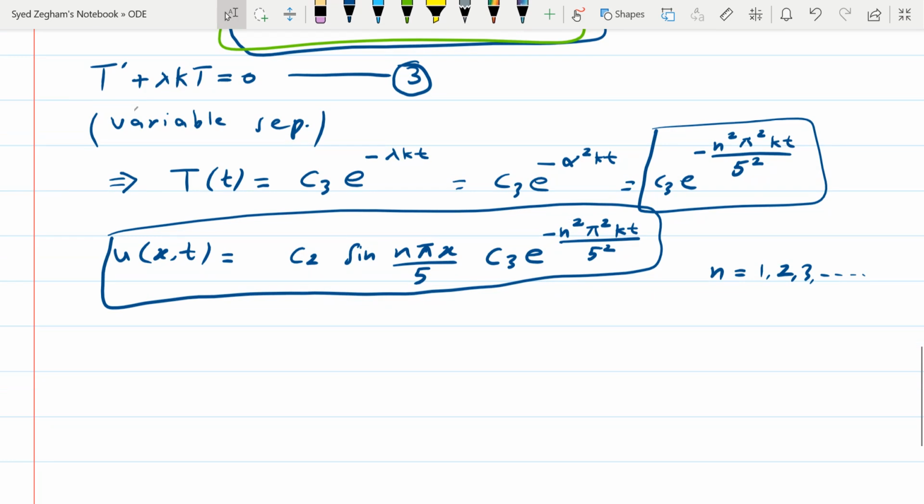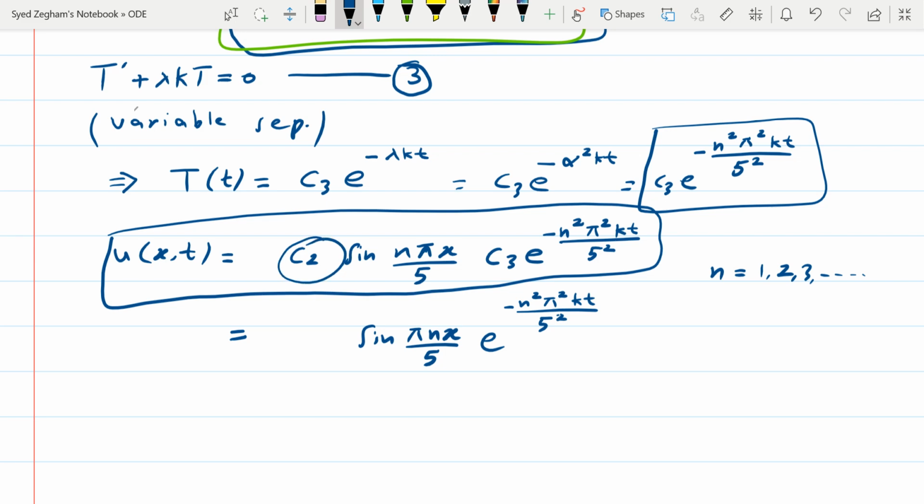So what we do here, we write it as sine n pi x divided by 5 e to the power minus n square pi square kt divided by 5 square, and C2 multiplied by C3 will be another constant, which we will denote by some an.